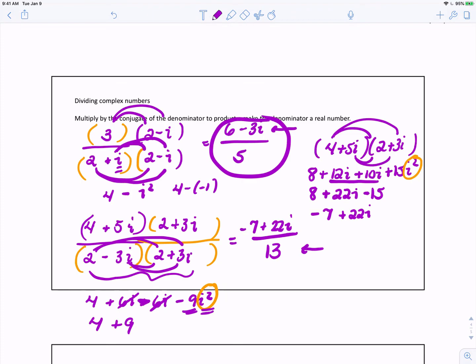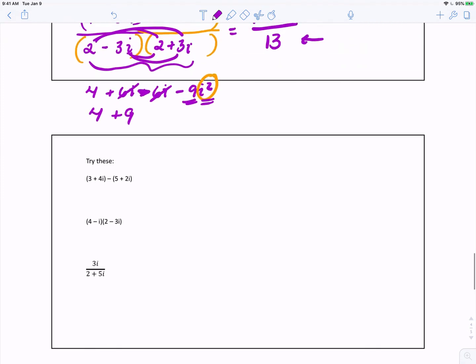So complex numbers are pretty easy. All you have to remember is whenever you see an i squared, it's equal to negative 1. So here are 3 for you to try: a subtraction, a multiplication, and a division.